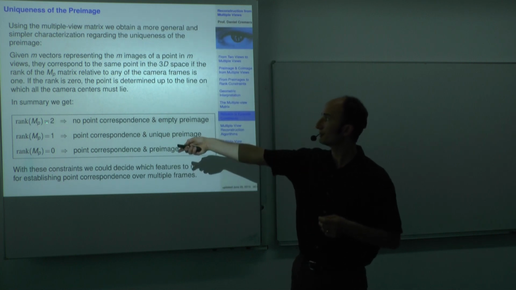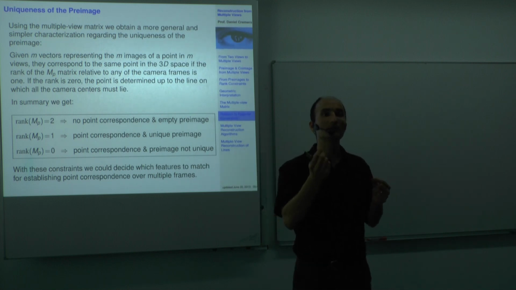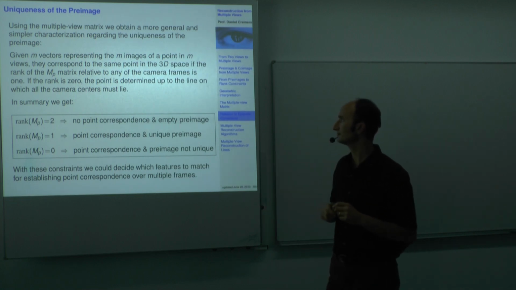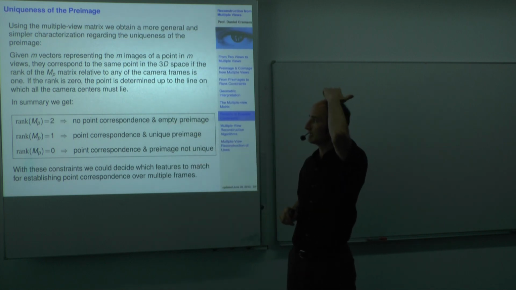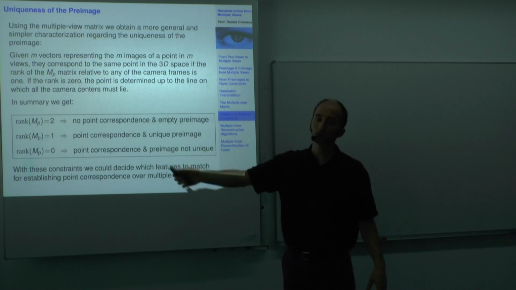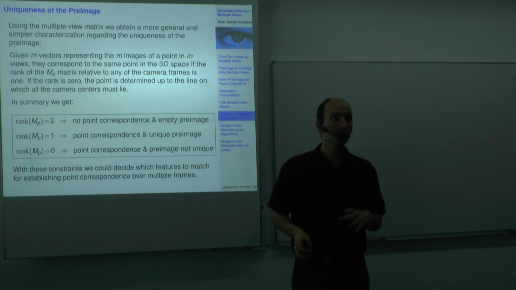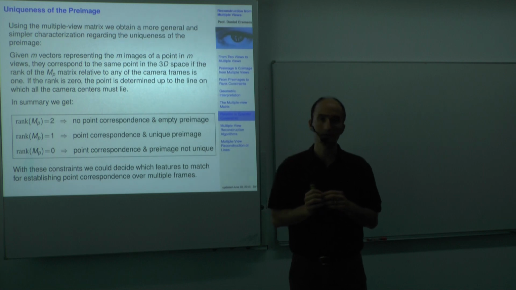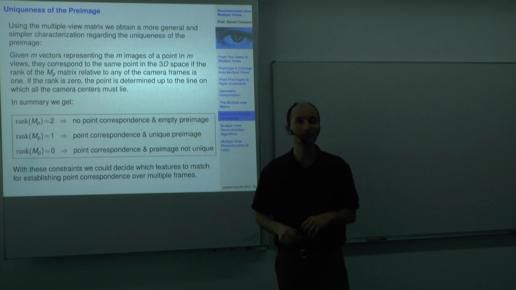In fact, if the rank is 2, then we don't have a consistent pre-image for the point, meaning there is no 3D point that would match all these observations. And so there is no correspondence, and there is an empty pre-image. Then you have the constraint that you are mostly aiming for in the reconstruction scenario, namely that the rank is exactly 1, meaning these 2 columns are linearly dependent, which for 2 columns just says one column is a multiple of the other. In that case we have a unique pre-image, so there is a consistent reconstruction.